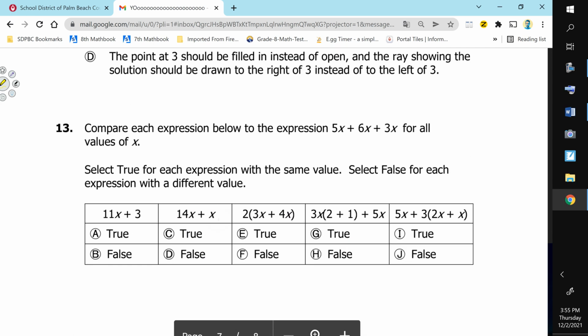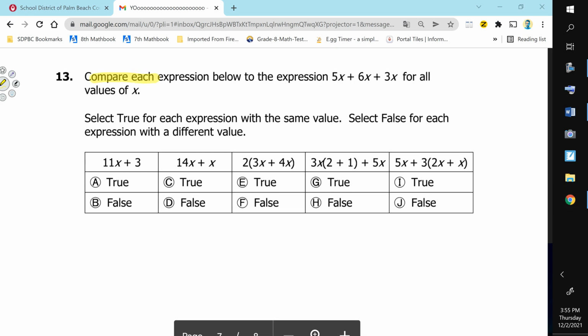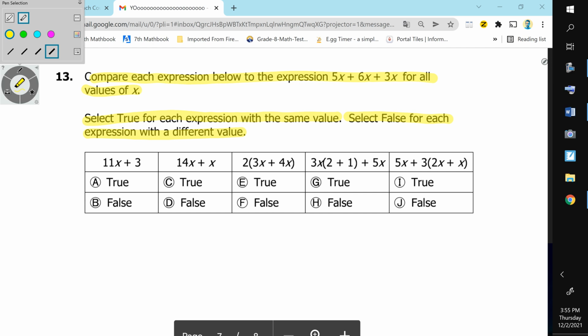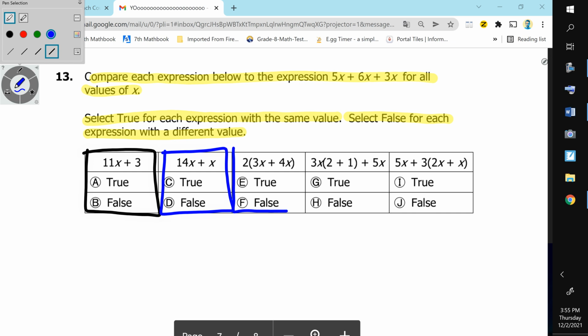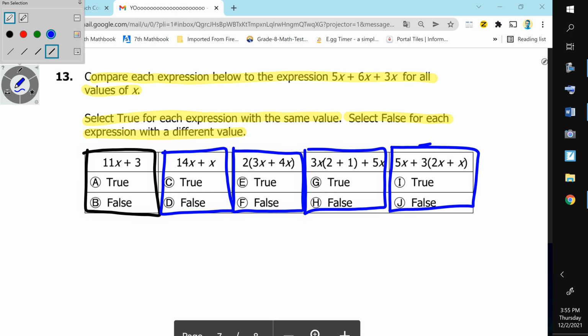Number 13. Compare each expression below to the expression 5x plus 6x plus 3x for all values of x. Select true for each expression with the same value. Select false for each expression with a different value. Therefore, this expression will be true or false. This expression will be true or false. This expression will be true or false. This expression will be true or false. And this expression will be true or false depending on whether or not you think it equals that.